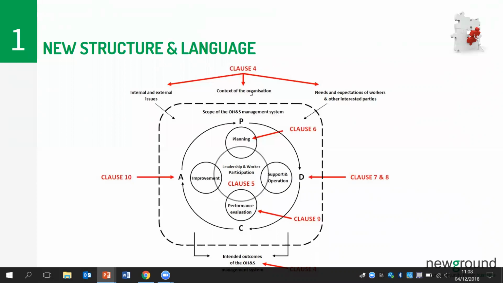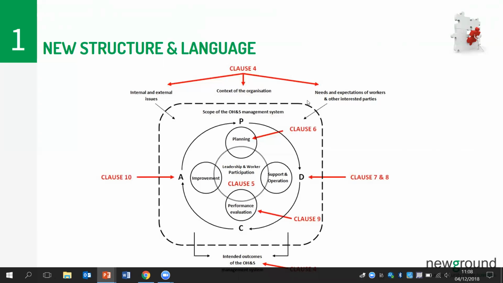So you can see there clause 4, clause 5 in the centre here, 6, 7 and 8, 9 and 10. This shows you now that in the new high-level structure, all the main content, or the requirements that you need to follow in the standard, are structured between clauses 4 and 10. The dotted line in the diagram represents the scope of your management system. So this dotted line is the boundaries of what you have applied to your health and safety management system, so the operations, activities, or locations which are encompassed within your management system.